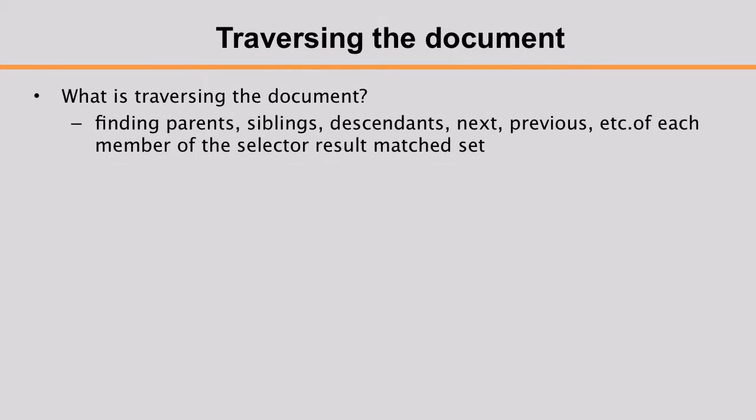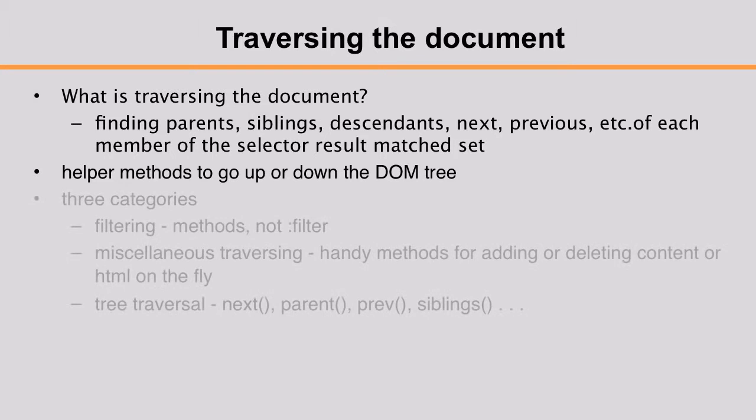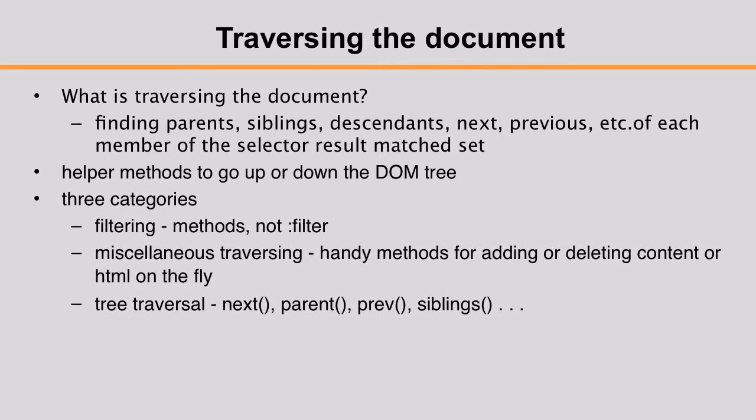jQuery has made traversing the document, a potentially nightmarish undertaking, relatively easy. Traversing is moving up and down the DOM, adding to a selector match set, filtering a selector match set, or finding relatives of each element in the selector match set. There are three categories: filtering, miscellaneous traversing, and tree traversal.